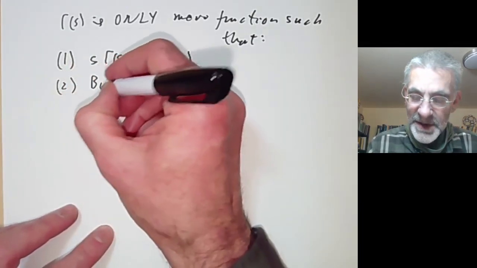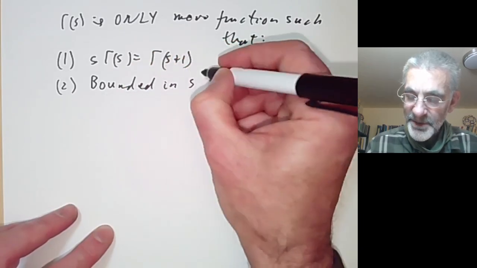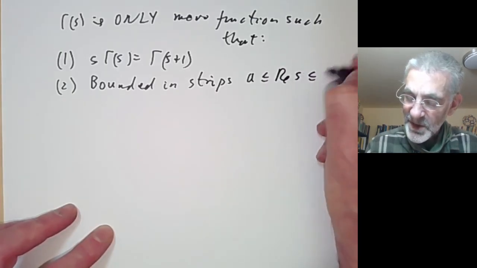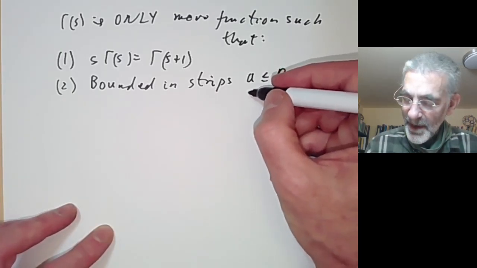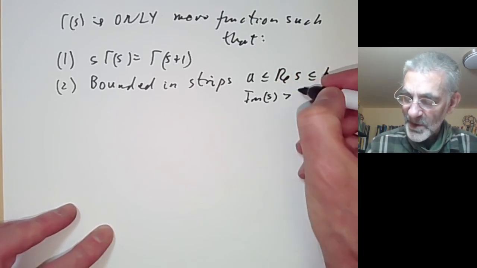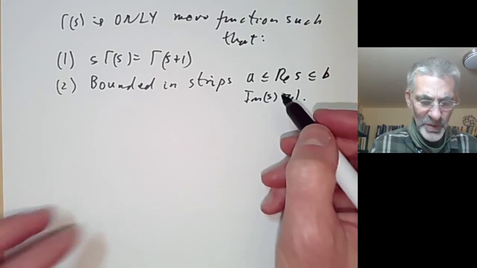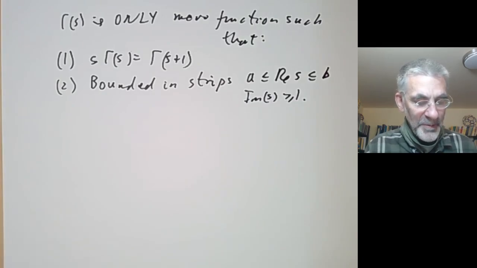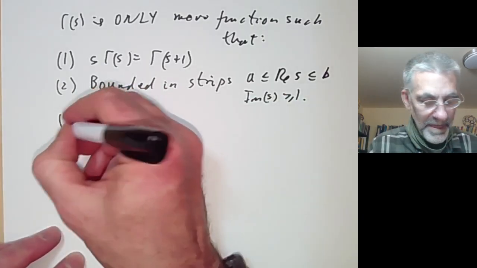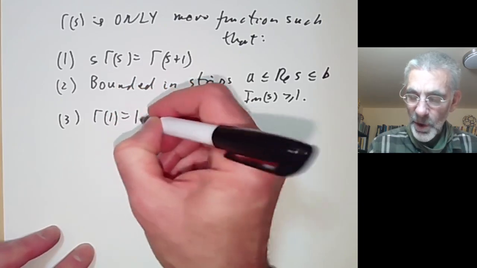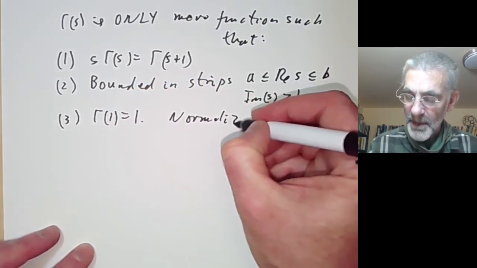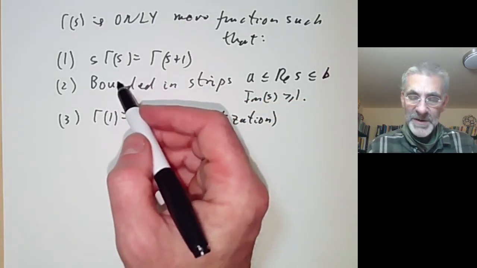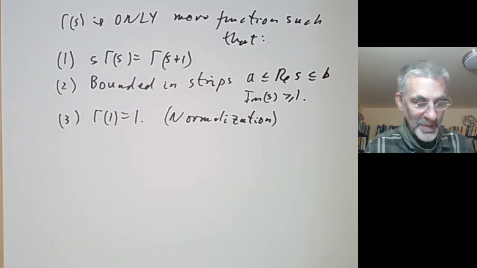Secondly, it's bounded in strips of the form a is less than or equal to the real part of s is less than or equal to b, provided the imaginary part of s is greater than or equal to 1, say, because we've got to stay away from the poles, of course. It's very annoying having to put this condition in all the time, but whatever. And the third property is that gamma 1 is equal to 1. So this is obviously just a normalization, because if we had any function with these two properties, we could just multiply it by a constant and it would still have these properties.